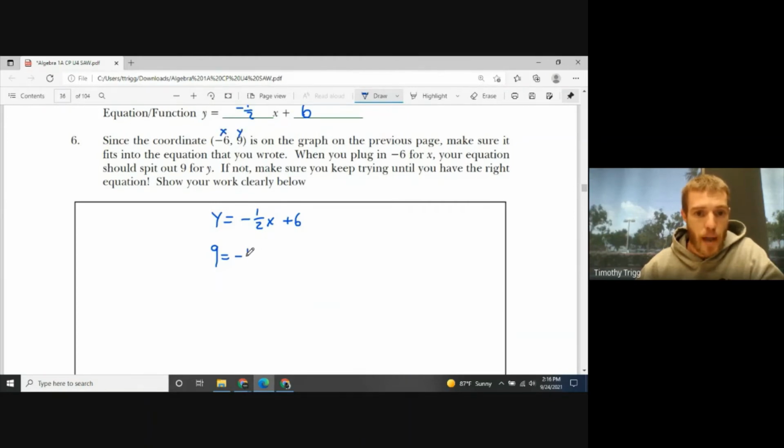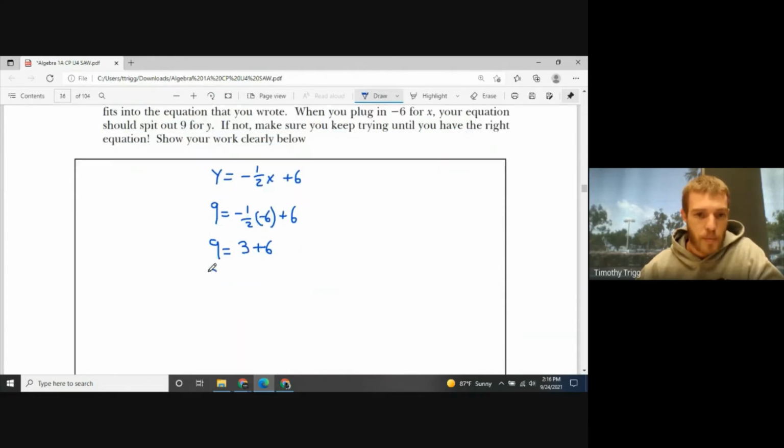So this will be negative 1/2 times, and I'm going to replace the x with negative 6, and then it has a plus 6. So this will be 9 equals, here a negative times a negative makes a positive. So I know that this product will be positive. What's 1/2 of 6? Well, that's 3. So 3 plus 6. That'll be 9 equals 3 plus 6 is 9.